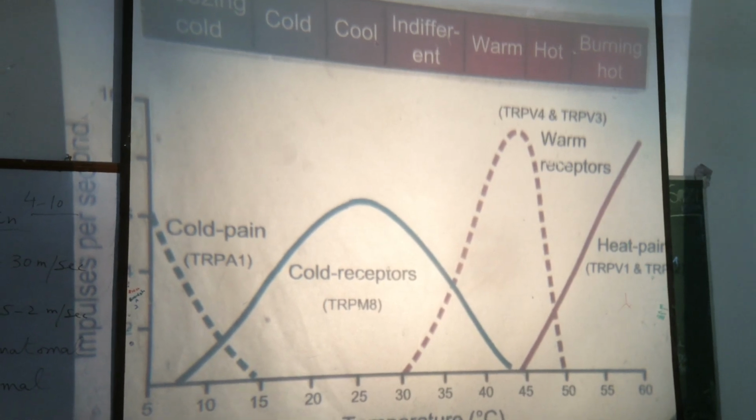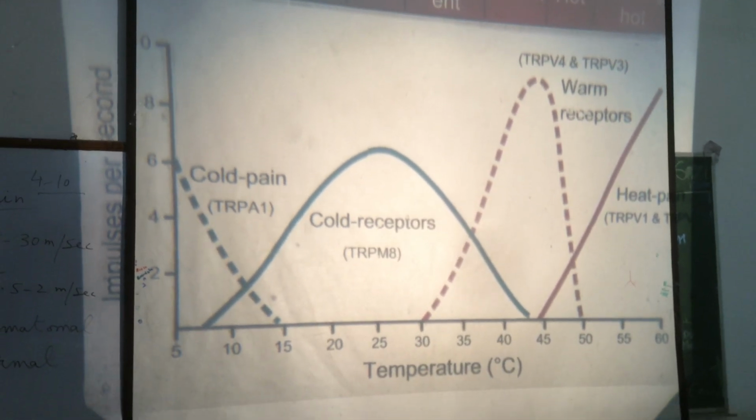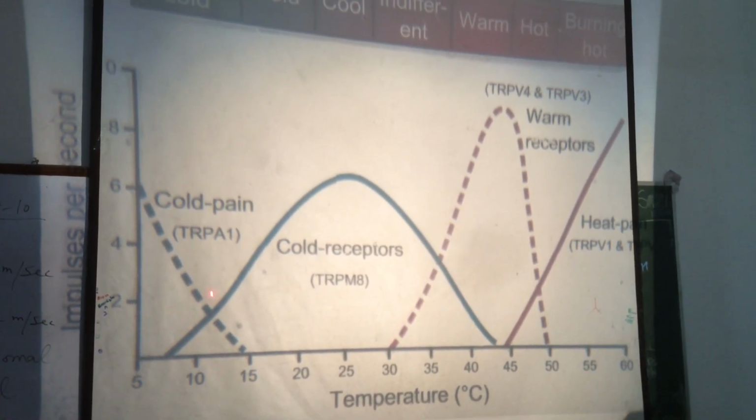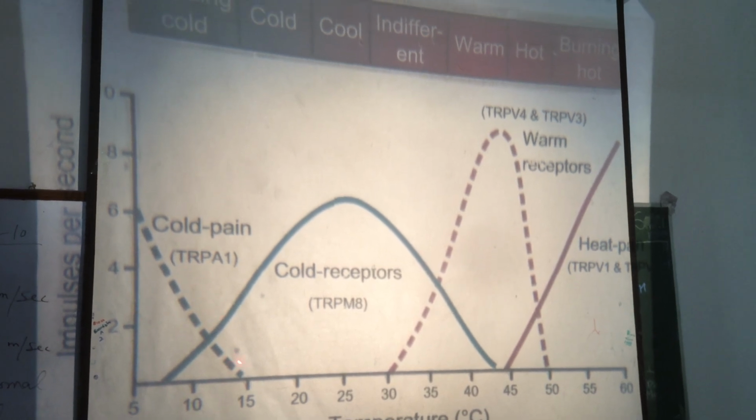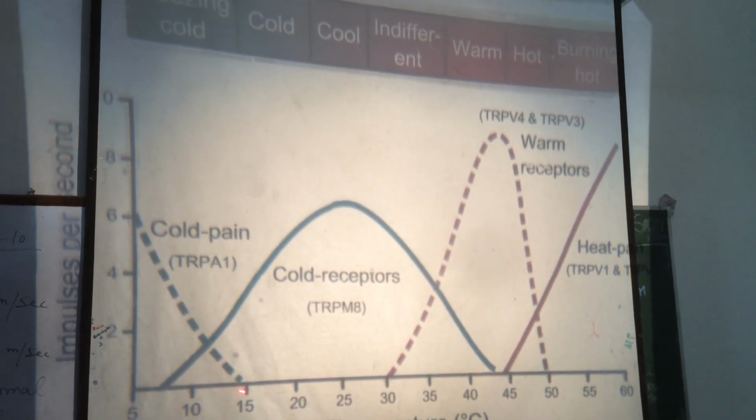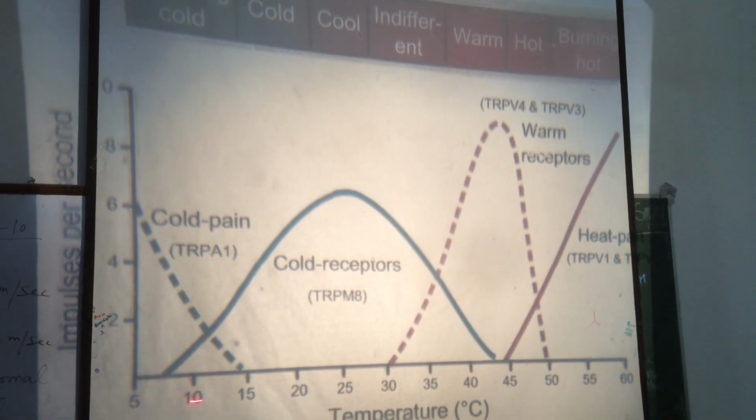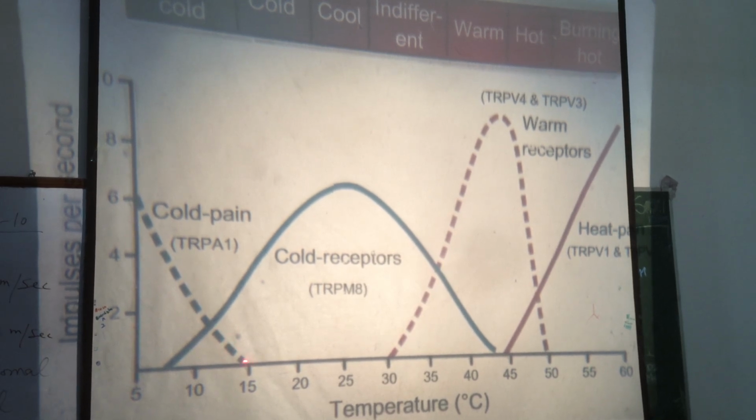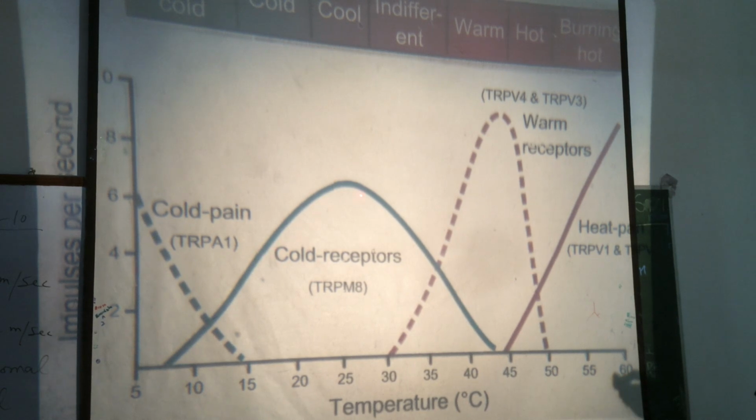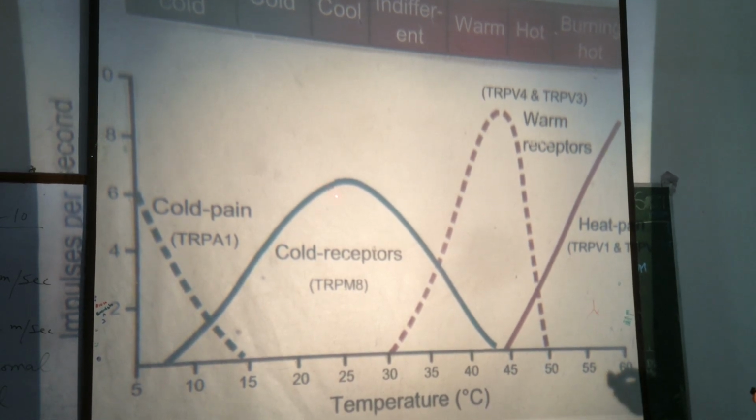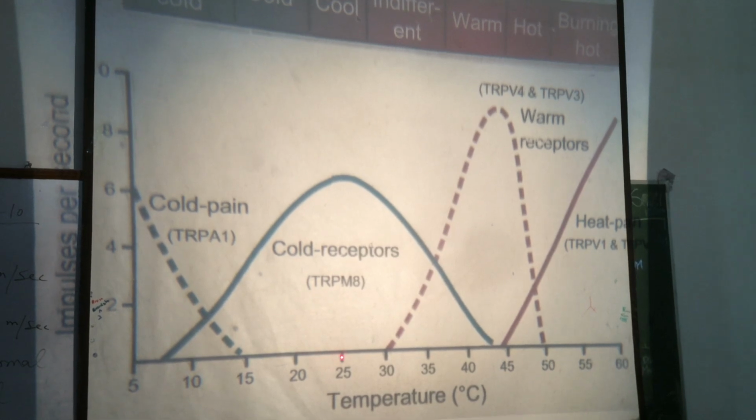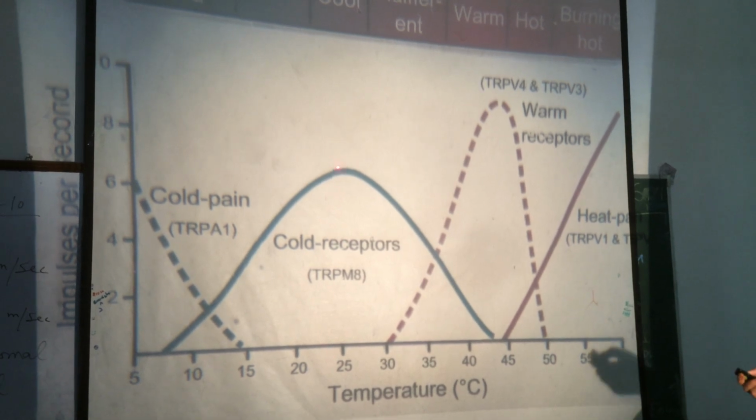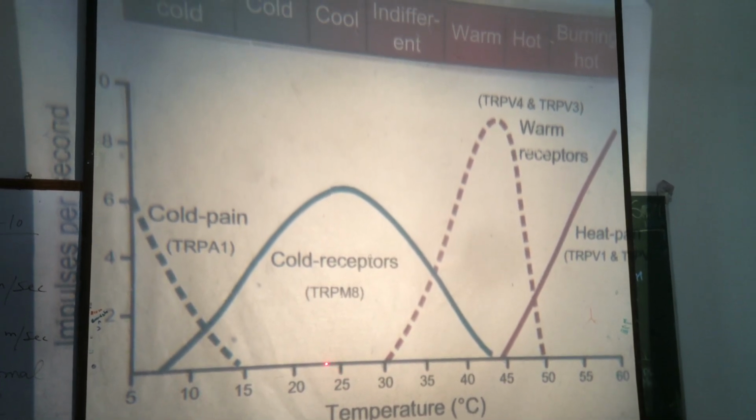So you see this curve. This is one extreme, freezing cold. When temperature falls by 10 to 15 degrees centigrade, pain receptors are stimulated. This is the response from the cold receptors. The response from the cold receptor is maximum at a temperature of 25 degrees centigrade.